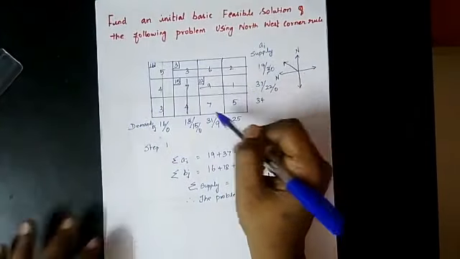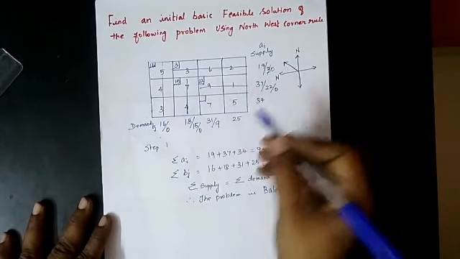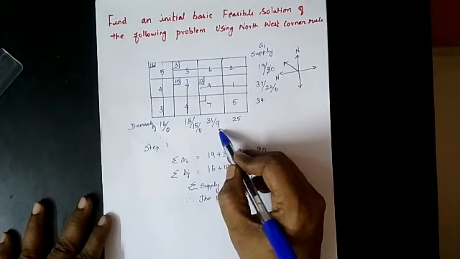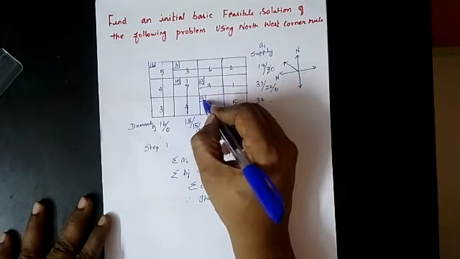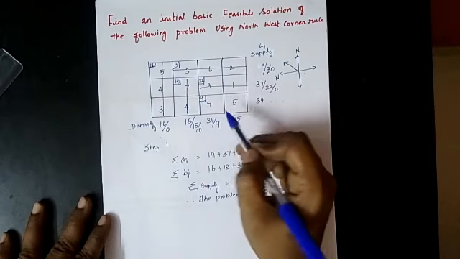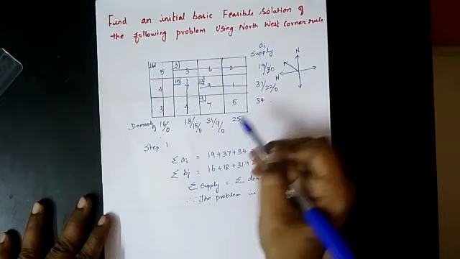The next northwest corner cell is this. Here we have the demand as 9 and supply as 34. So allocate the least value. 9 is the least value, and we have to subtract 9 here, so you'll get 0.